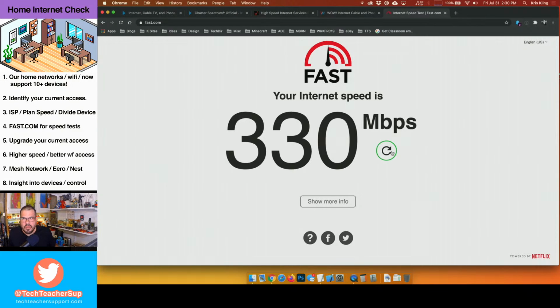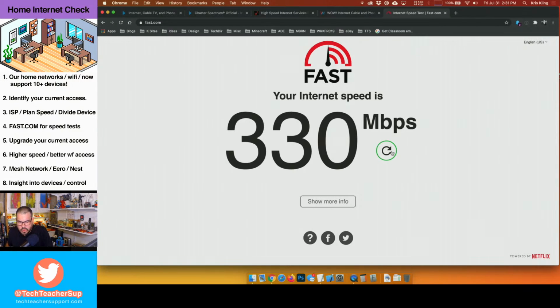And if it's really off, then you can talk to your ISP and say, hey, I'm only getting 100 even though I'm paying for 500. What's going on here? But I use fast.com everywhere all the time because I feel like it is the most authentic speed test tool. So again, it's really easy to remember, fast.com.